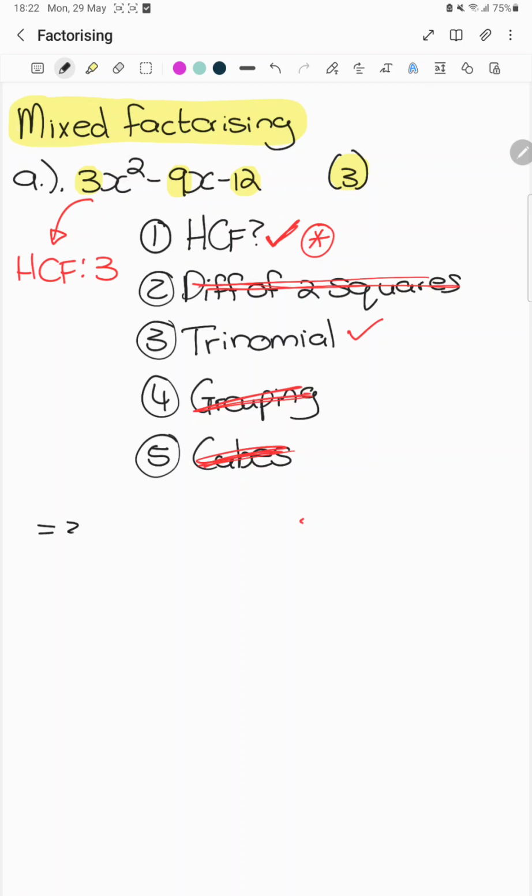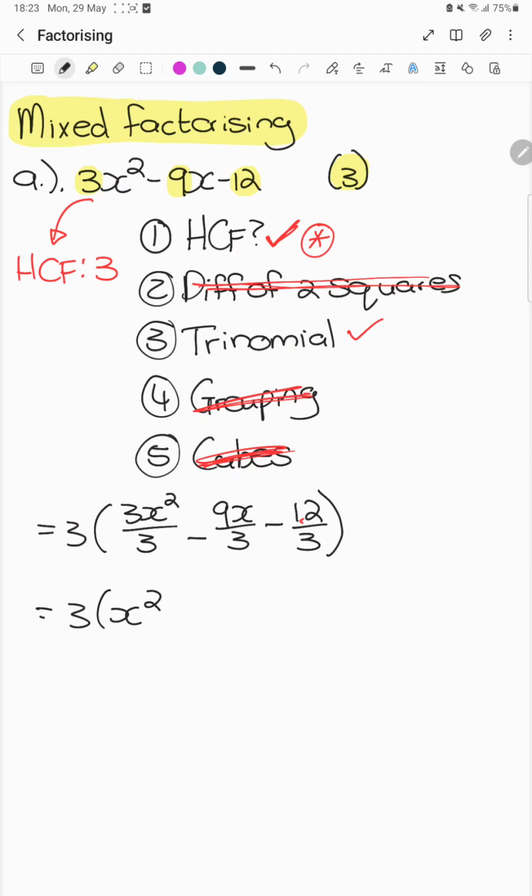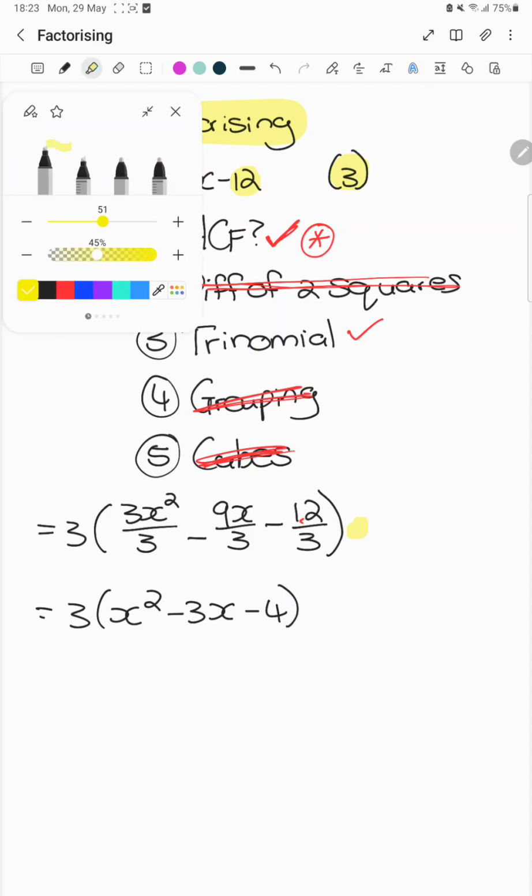If I take out my 3, remember to determine what is left, you take what I gave you, which was 3x squared, divided by what I took out. I gave you 9x, you took out a 3, so we're dividing by 3. And when I gave you a 12, you took out a 3, so you're dividing by 3. This leaves me with x squared minus 3x minus 4. You don't have to write the step I wrote here. However, if you're struggling, rather write it and have it correct.